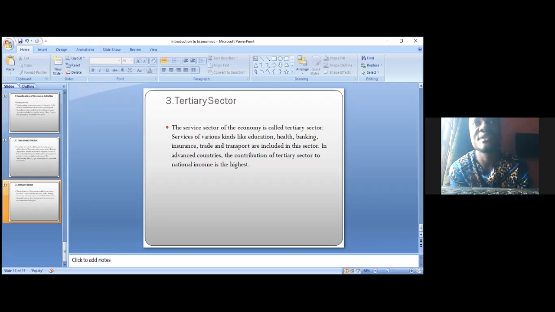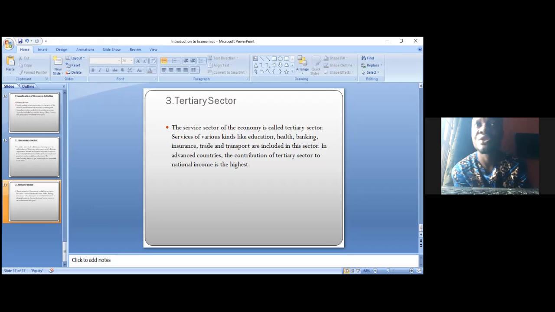Let me go back to it. Tertiary sector, the service sector of the economy, is called the tertiary sector. Services of various kinds like education, health, banking, insurance, trade, and transport are included in this sector.